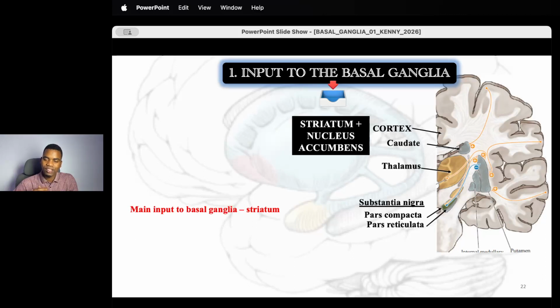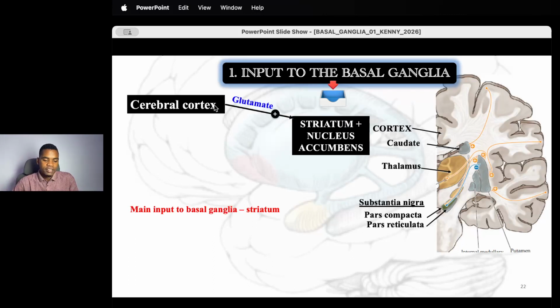Caudate nucleus and the putamen together form the striatum, and the striatum is the main input to the basal ganglia. If you have information that you have to send to the basal ganglia system, then it will have to go through the striatum, or on rare occasions it can go to the nucleus accumbens. But where are these inputs coming from? What are the input options? Yes, we know this is the gate which is receiving the information coming to the basal ganglia system, but where is this information coming from?